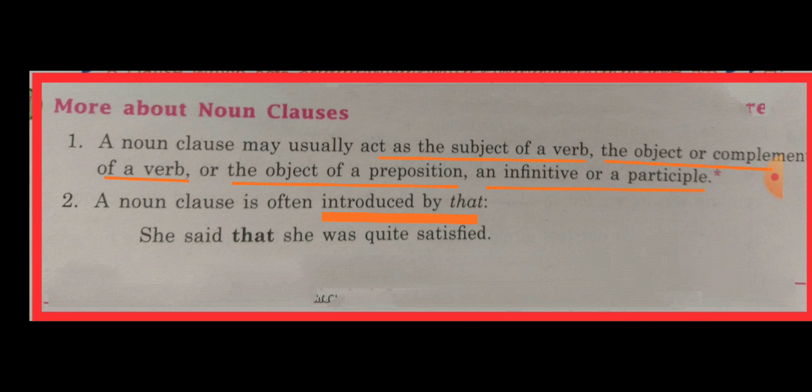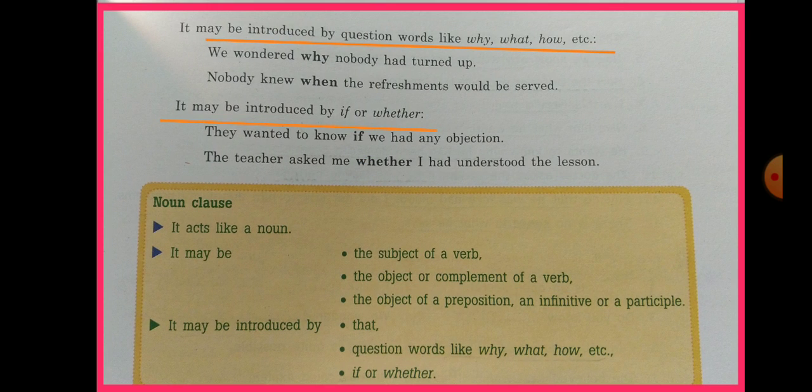Earlier we were learning that an adjective clause is introduced by who, whose, whom. An adverb clause is introduced by words of time, manner, place, like which, whenever, as, if. Now a noun clause is introduced by that, like: she said that she was quite satisfied. Here that is our introducing word which is introducing the noun clause. It may be introduced by question words like why, what, how, etc. Like: we wondered why nobody had turned up.